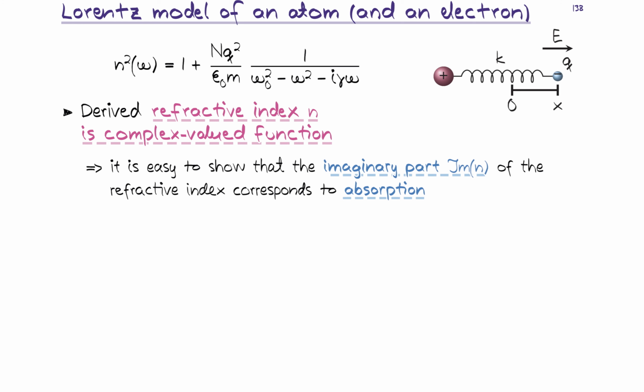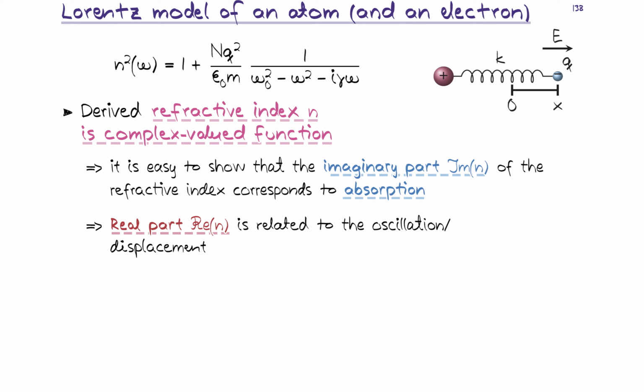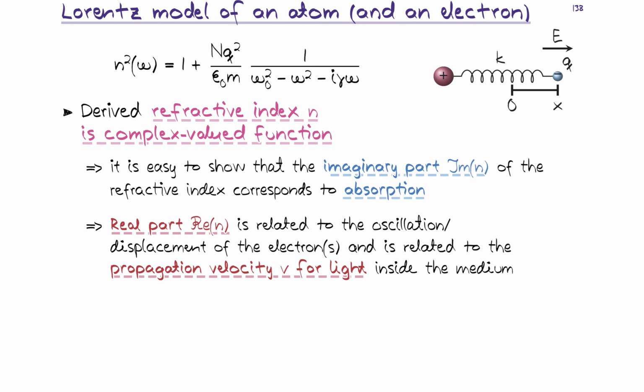So that makes the system lossy in practice, so that the field does not propagate indefinitely long inside this kind of material, but rather starts decaying due to absorption. And then it's the real part of the refractive index that is related to the oscillation of the electrons, essentially the displacement. This real part can be associated with the propagation velocity for light inside this medium, since the real part of the refractive index is defined as the speed of light divided by the propagation velocity v, or the other way around. So we see that things make sense again.